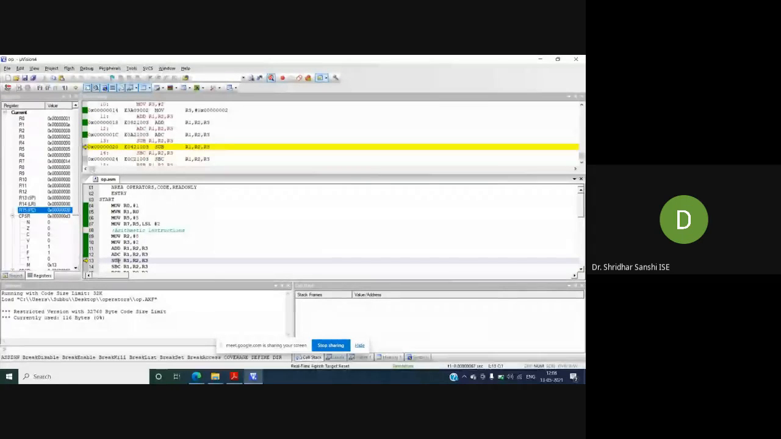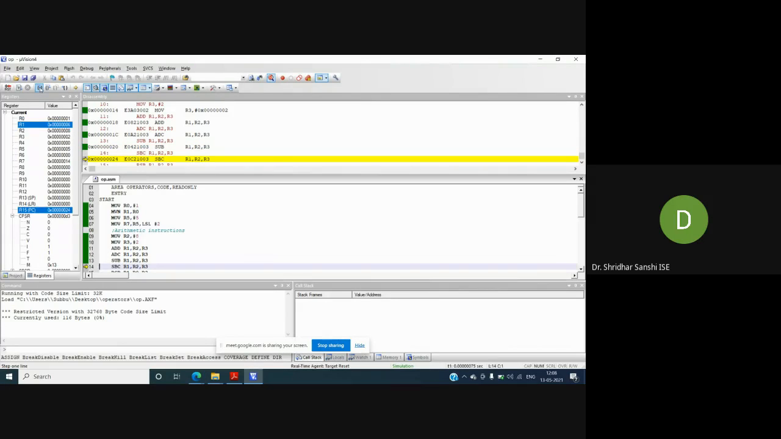Now we'll subtract. So subtract, R2 minus R3. R2 is 8 and R3 is 2, so the value should be 6. Yeah, it is 6. Again, subtraction R1, R2, R3, but here we are including carry. The carry bit is 0, so the value remains the same.